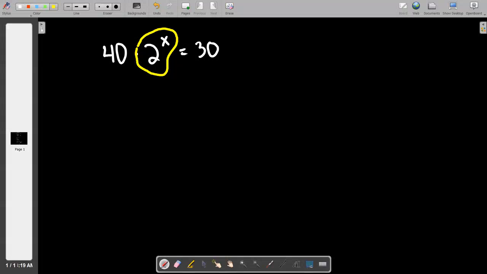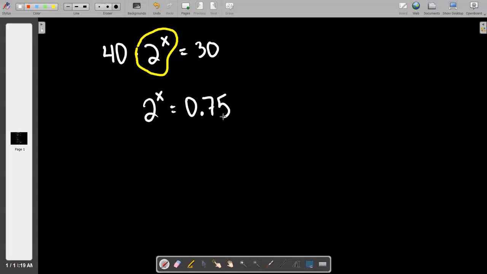It is not to be mingling with other parts. So what do I have to do to get that yellow jelly bean thing by itself? I have to divide by 40, because that's a 40 times. We kill times with divide. So I'm going to wind up with 2 to the power of X equals 0.75. And I'm okay using a decimal in a case like this, just because it's not the kind of decimal that's going to keep me up at night. It terminates, it's short, it's easy.